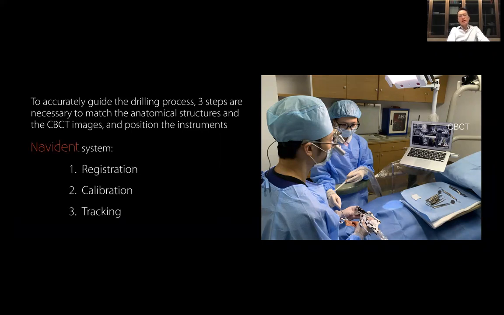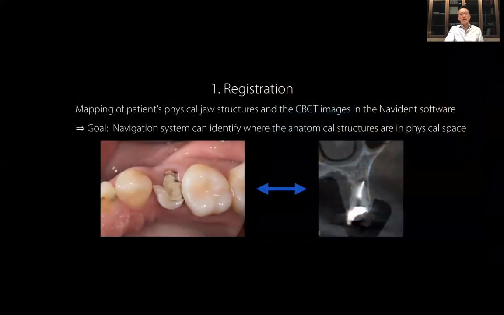The navigation system I use is the Navident system, and these are the 3 steps required for the system to work. I know there are different systems out there in the market, but I think they more or less work in the same concept, in the same manner. The 3 steps are registration, calibration, and tracking. The first step is the registration step.